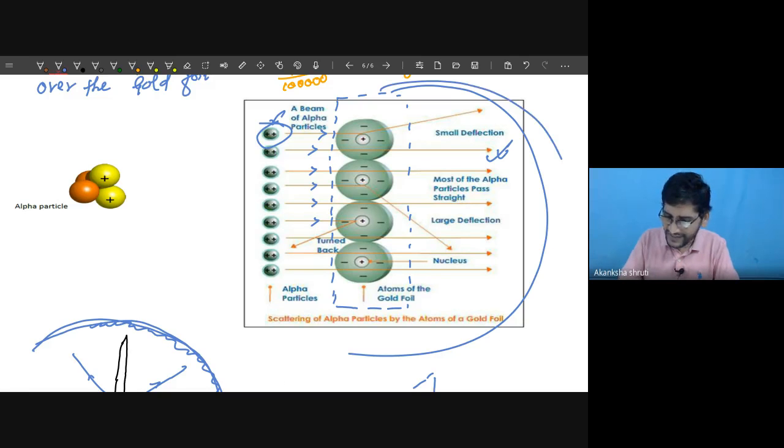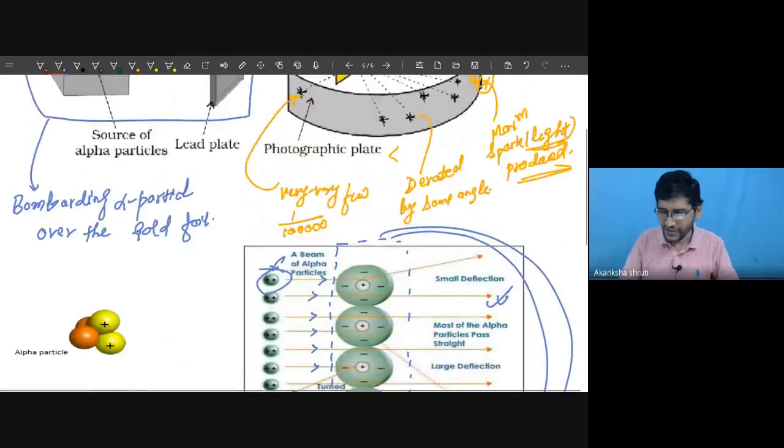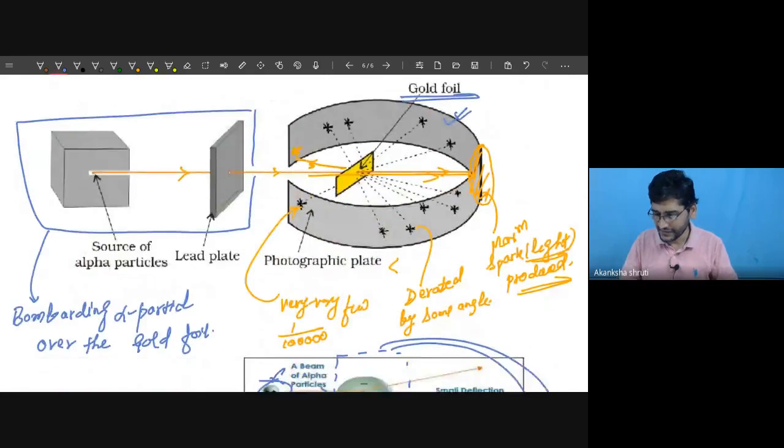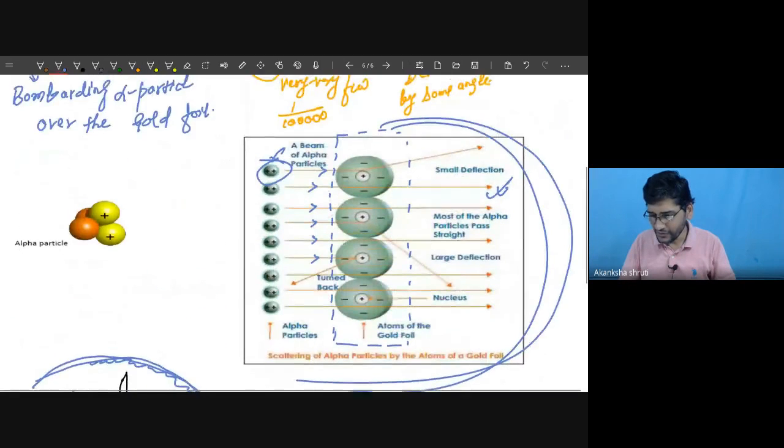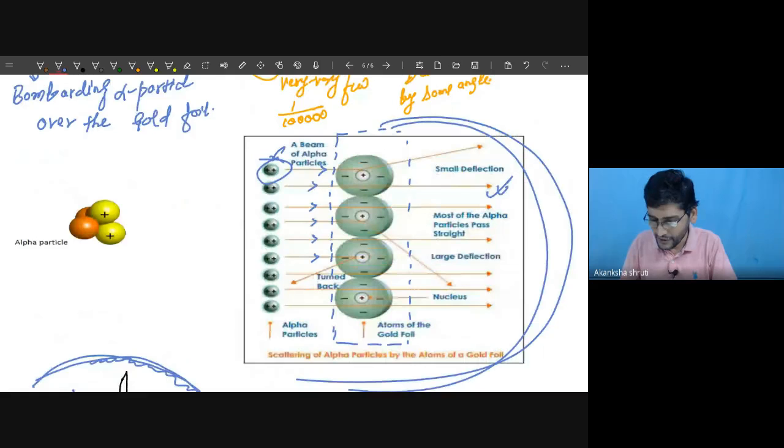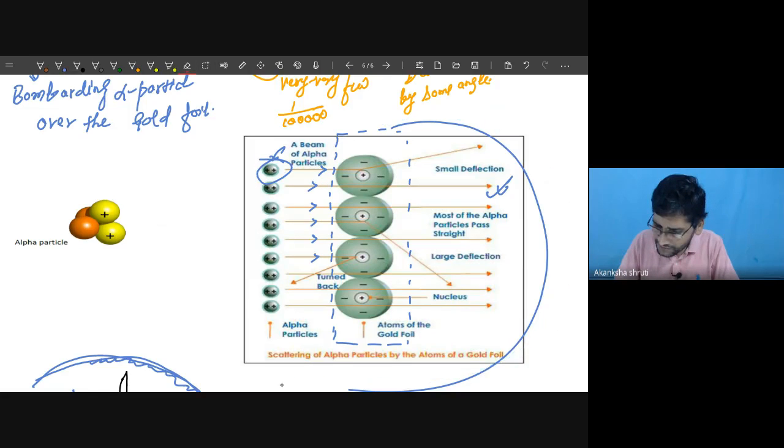Okay, this was the screen. The screen is shown here. Okay, it is this one. So in this figure or in your book, the screen is not shown, but it is very important. Then it is concluded that most of these alpha particles are crossing as they are.